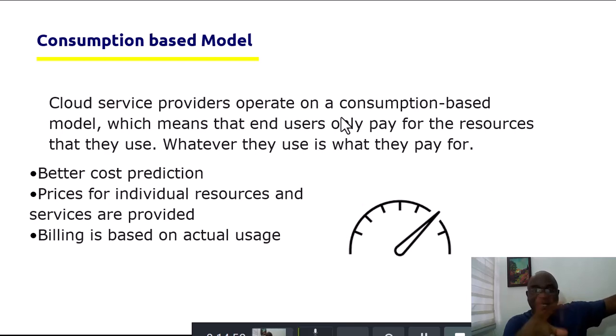Also, the place where I'm making this video from, where I'm lecturing you from, I need to buy a prepaid card and load it in the meter. If not, I'm not going to have light. Once the one I bought gets exhausted, I have to reload it again. So that's how cloud is.